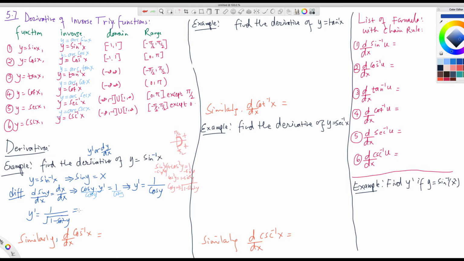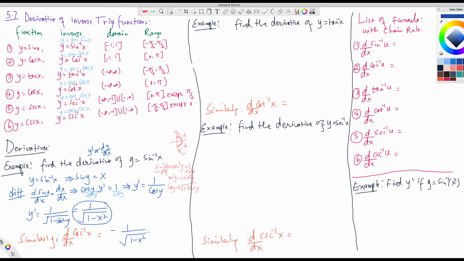So let me write it in terms of x: under the root, 1 minus, what is the value of sine y? Sine y is x. So sine square y will be x square. Okay. This is the derivative of sine inverse x. If you do the exact same technique, you will get cosine inverse x. The derivative of cosine inverse x is negative 1 over root under 1 minus x square. They are the same, only the cosine has a negative sign, okay? That's what you will get.